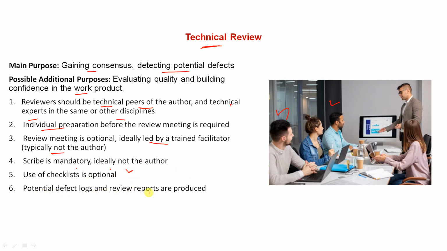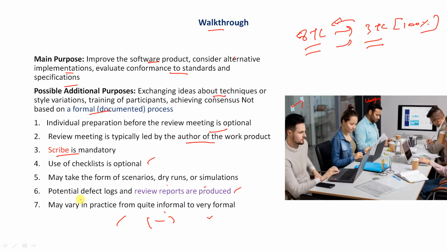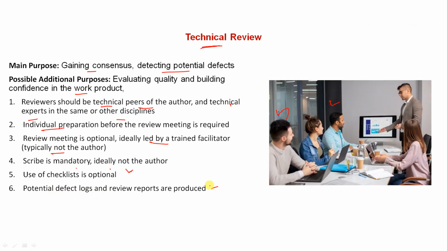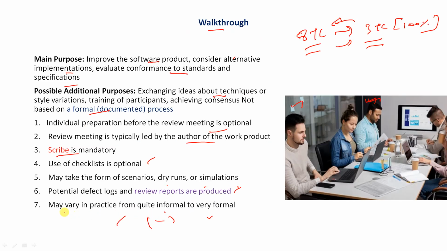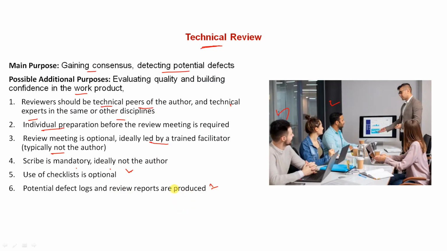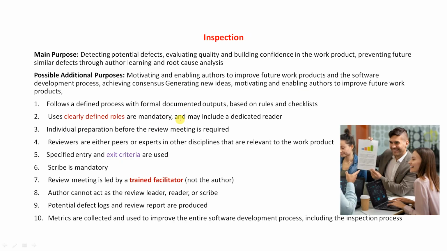Potential defect logs and review reports are produced. Even in the previous one also, potential defect logs and review reports are produced. Here also it is produced, and here this point is not there. Okay, so previously it was informal, and in the middle it is very formal, but this is a formal one. And the final one is inspection. So it has to be gone through properly.